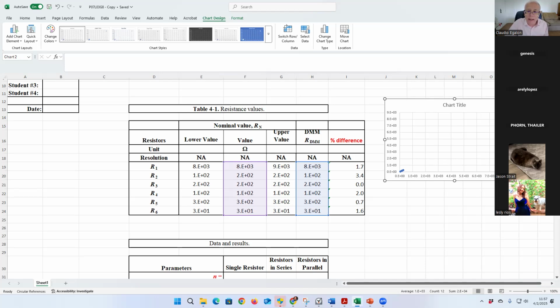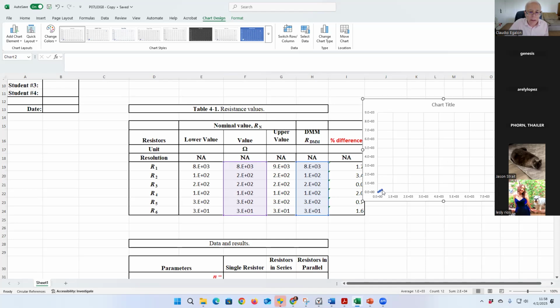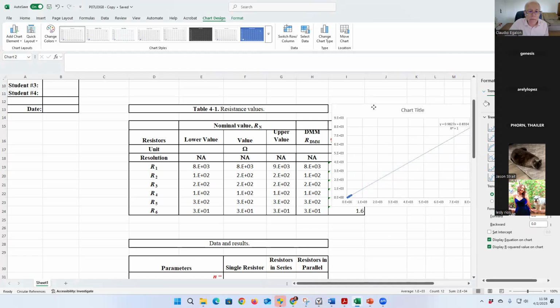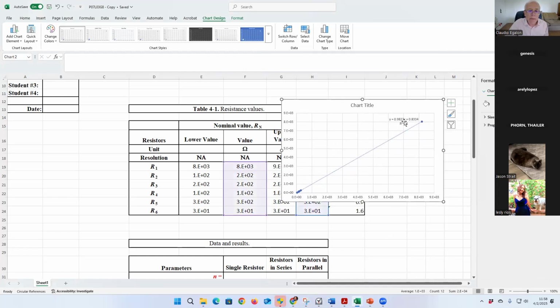This point here is around 9,000 ohms. And this other one here is just 300 ohms. That's why you have this huge gap here, right? And then what you're going to do next, highlight all the data points. We have a total of 6 data points. Add trend line, display equation chart, display R-square value chart, okay?